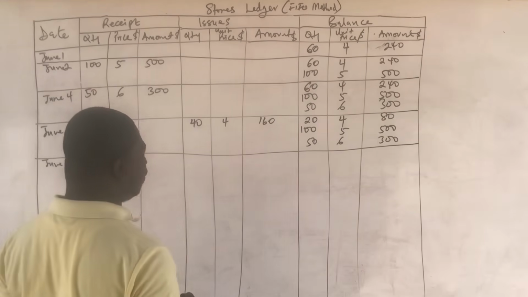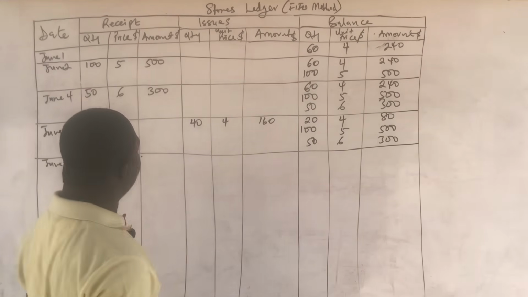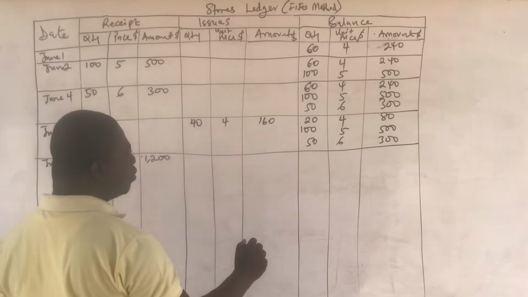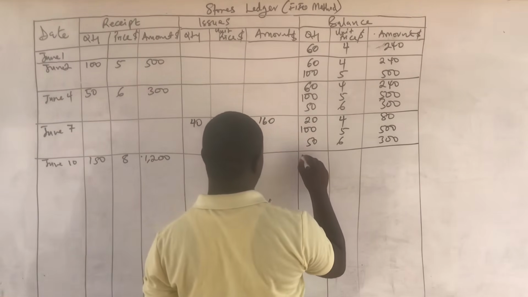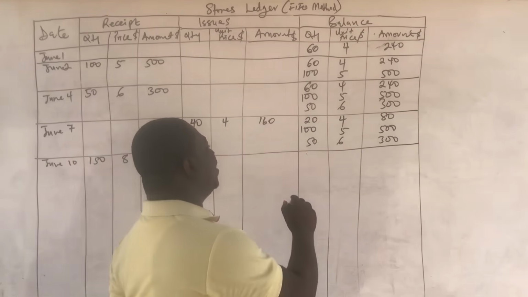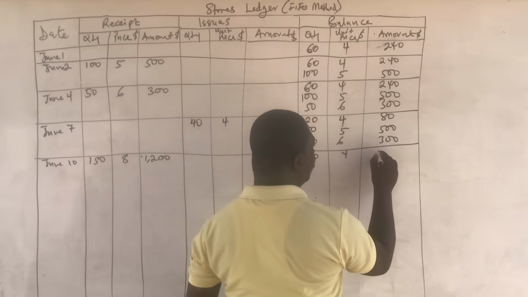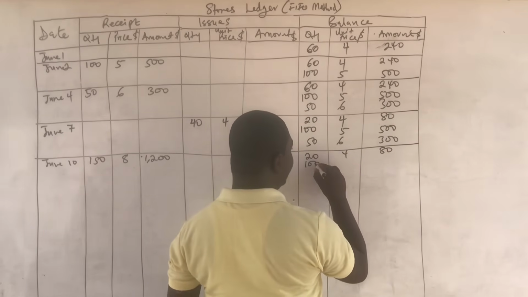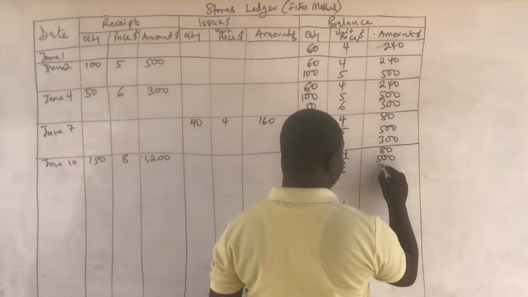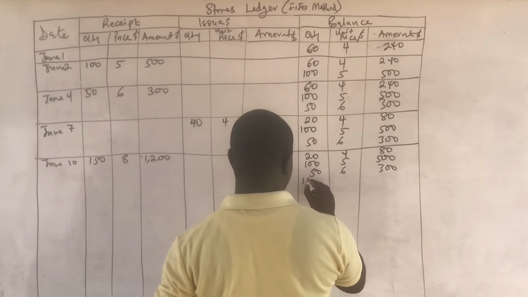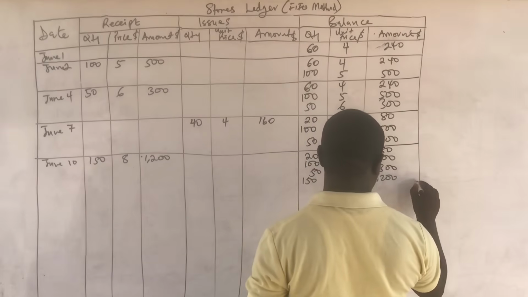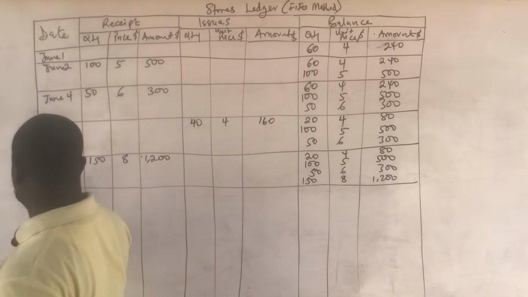Now when you multiply 150 by 8, you have 1,200. So when we come to the balance column, we have to repeat all that is there first. So 20 at 4 gives me 80, 100 at 5 gives me 500, 50 at 6 gives me 300, and then the new one that came in, 150 at 8, gives me 1,200. And then I can underline it.